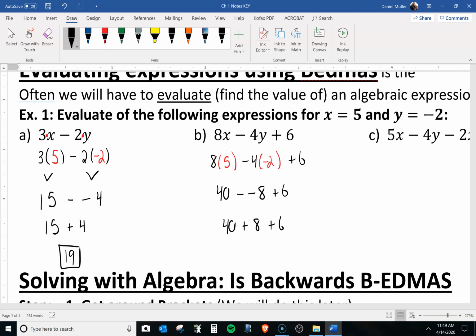Now we can work left to right. So 40 plus 8 is 48, plus the 6. And then 48 plus 6 is going to be 54. I'm going to write it horizontally here because I've run out of space.